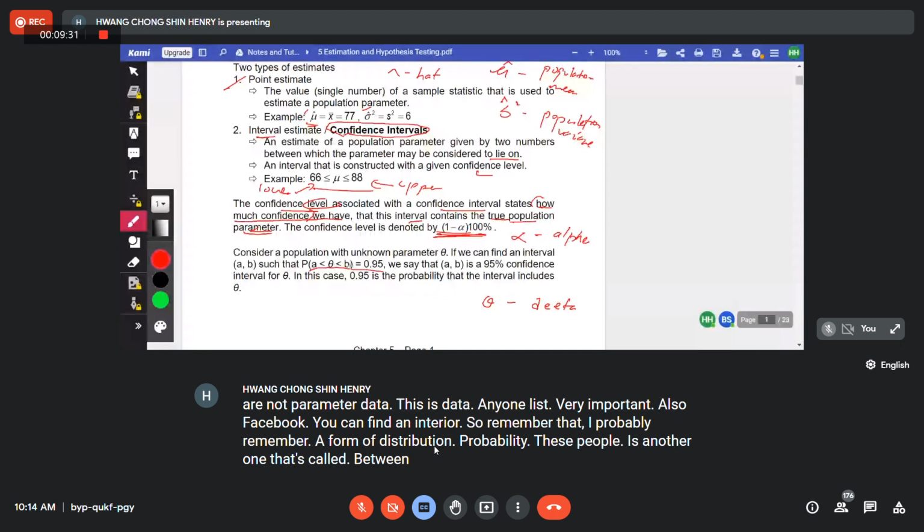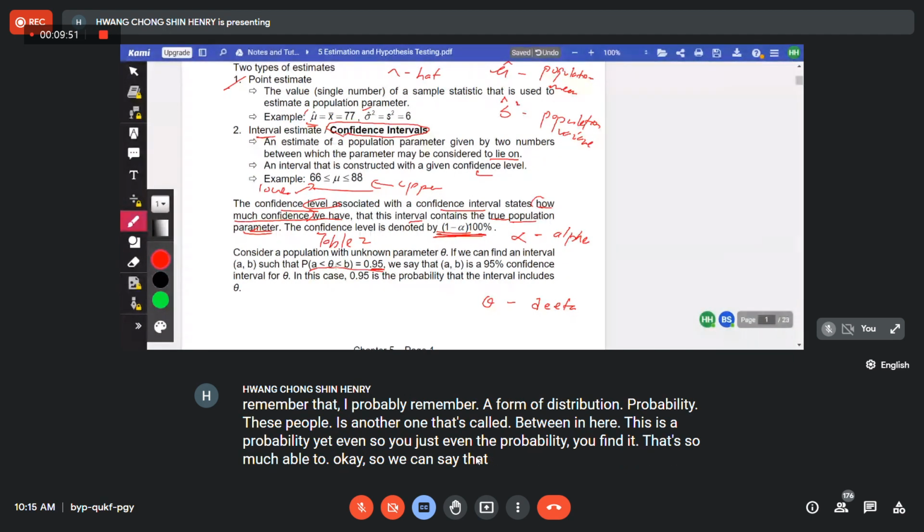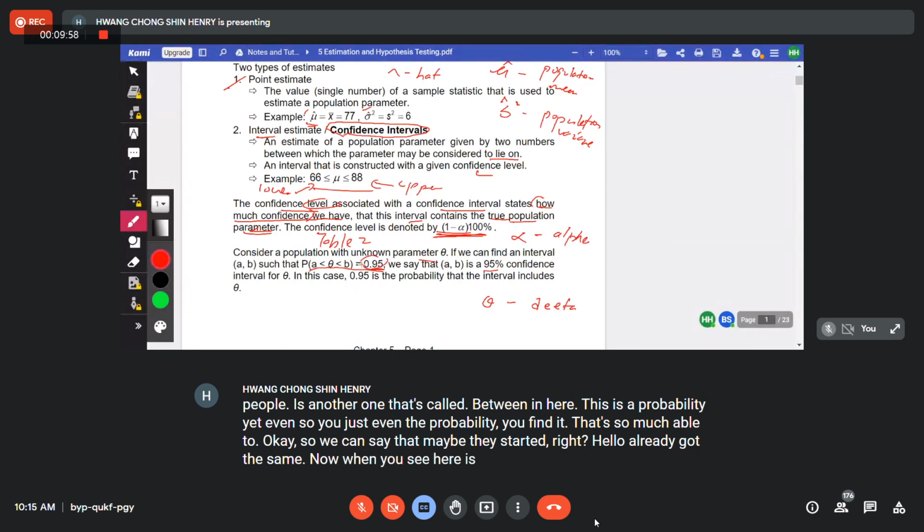Let's say this is your probability, right? Given the probability, you use table 2, isn't it? Remember table 2? You're given the probability, you find the z-score. So I write here table 2. I hope everyone knows what table 2 is. Okay, so we can say that AB means the left and right, lower and upper, the probability is 95%.